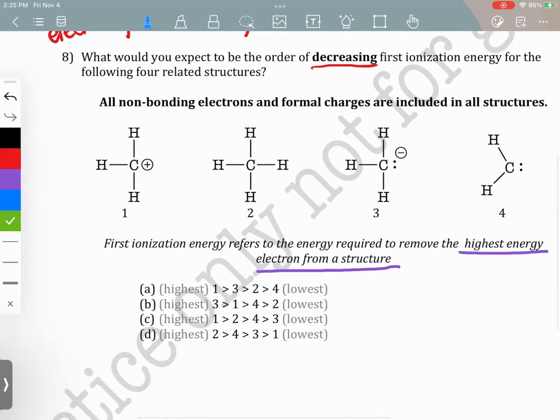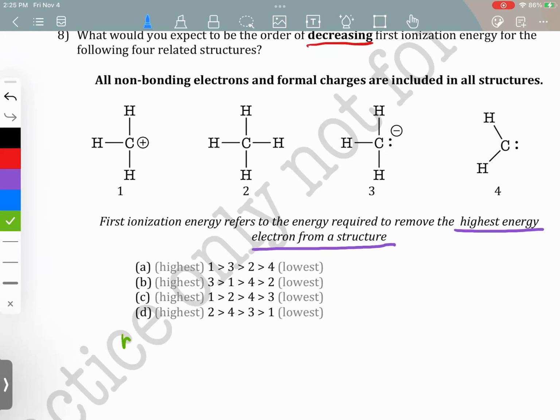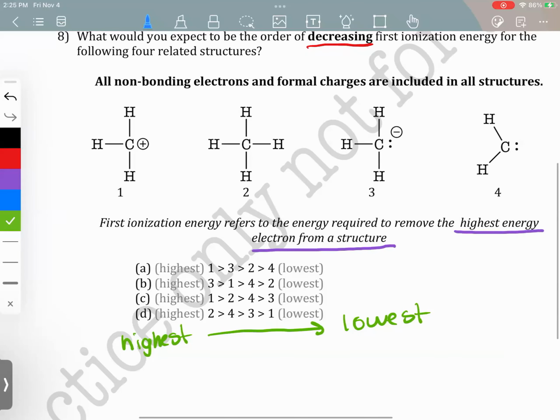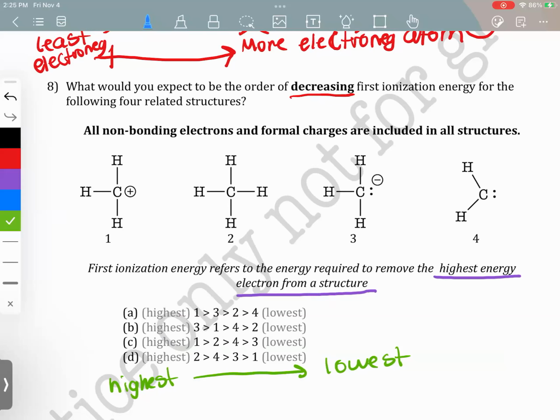Required to remove the highest energy? So the energy required to remove the highest energy from the structure. So we're going in order of decreasing, from highest to lowest. One thing you have to remember is that electrons in bonds are always lower in energy than non-bonding electron pairs, right? So that means they're more stable. It is going to take more energy to break the bonds than it is to take away the non-bonding electrons.